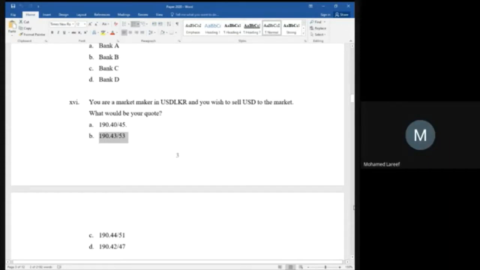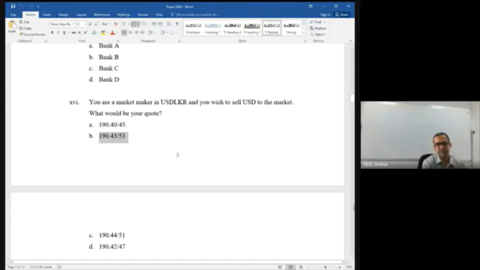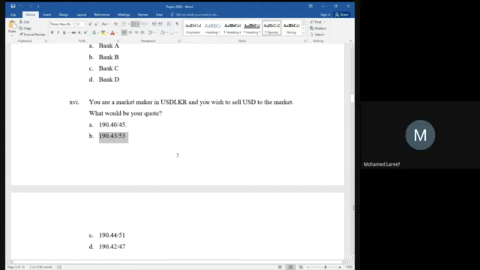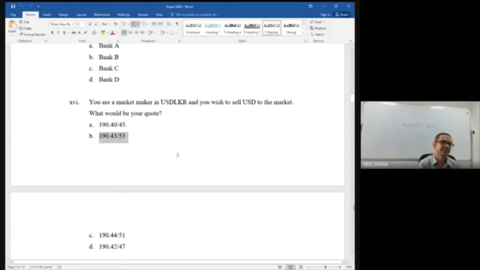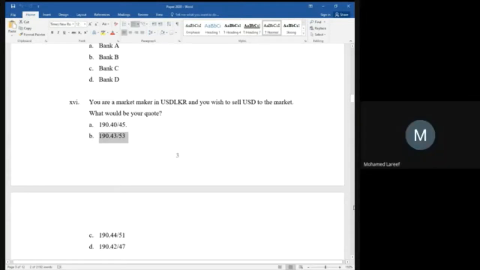You are a market maker. You want to sell to the market. You want to sell dollars to the market. What would be your quote? So you need to give a lower rupee rate to the market. That means... So then the answer? So that is 45.